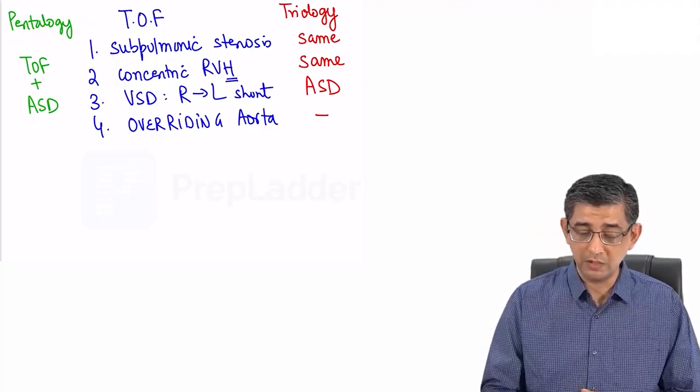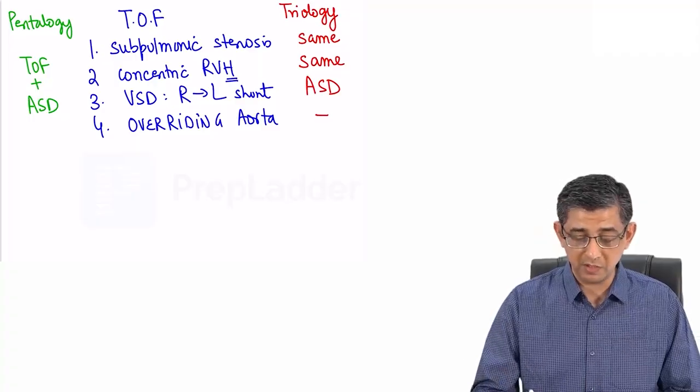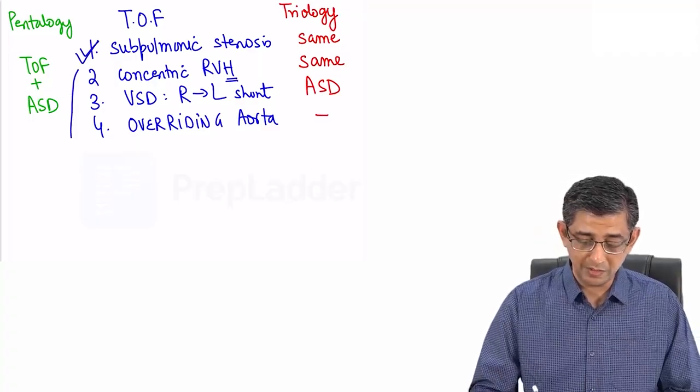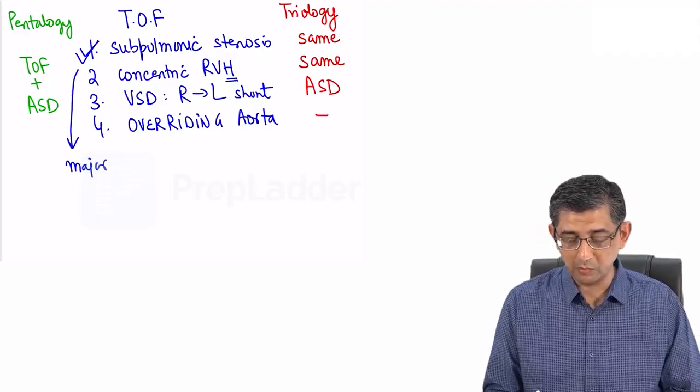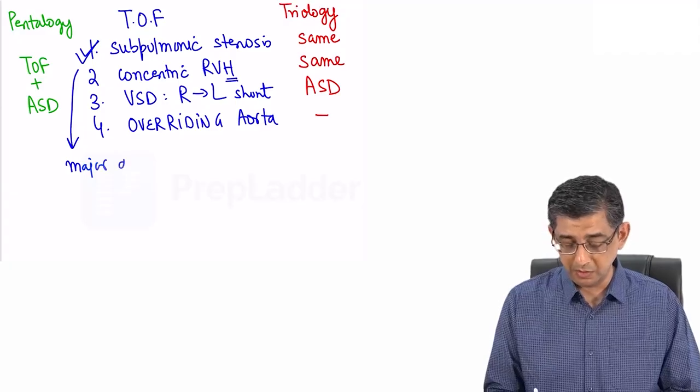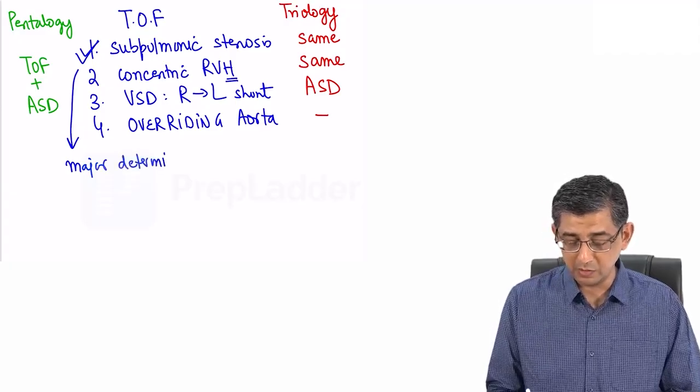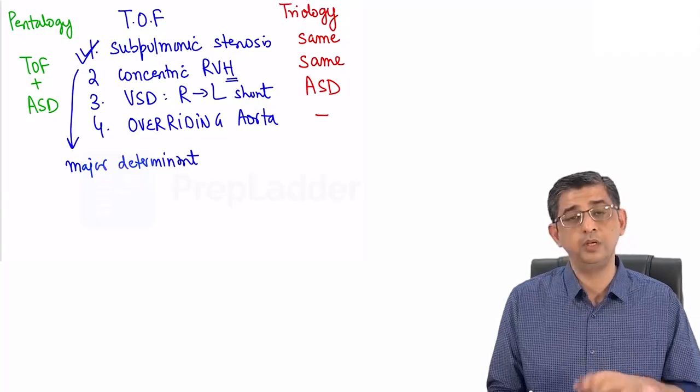The hallmark lesion among all of these, if he asks you to select one, I have already sensitized you to the fact that the major determinant of cyanosis is not to be answered as VSD. The major determinant is less blood supply to lungs, because after all, blood has to go into the lungs to get oxygenated.